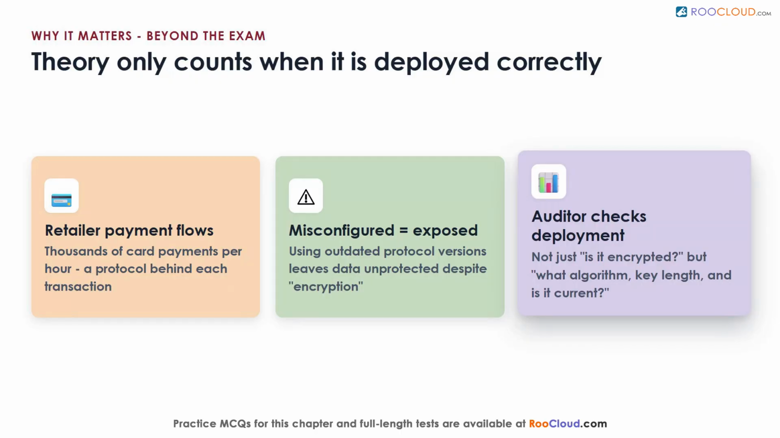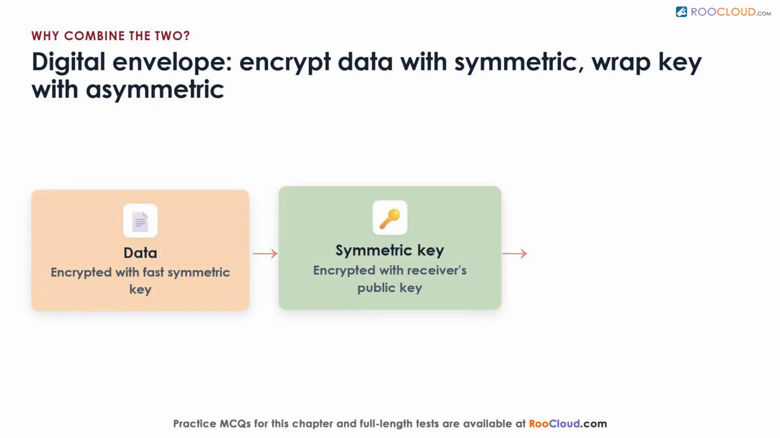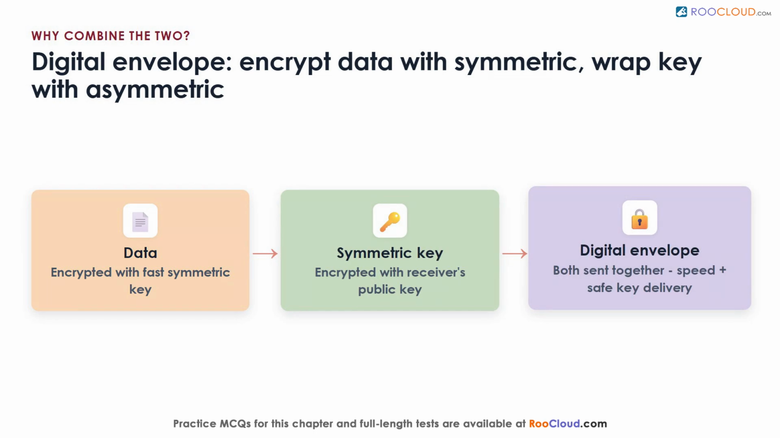Let's start by combining strengths. Why mix symmetric and asymmetric encryption? Because each solves the other's weakness. The trick is elegant. Encrypt the data with a fast symmetric key, then encrypt that key using asymmetric encryption for safe delivery. You get the speed of symmetric and the easy key distribution of asymmetric. When you wrap a message and its encrypted key together, that's a digital envelope. A well-known privacy tool works exactly this way. This combined approach powers the protocols you use daily.